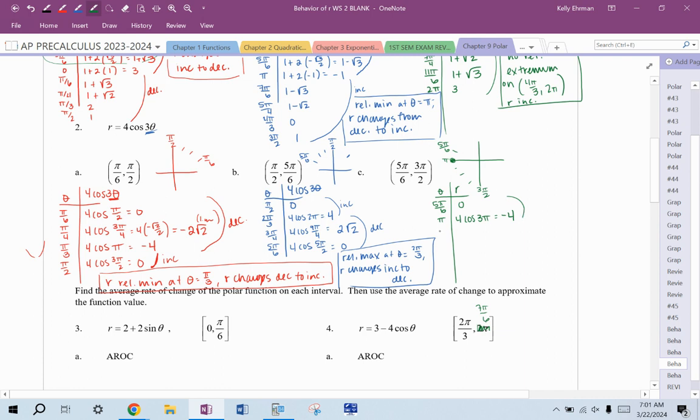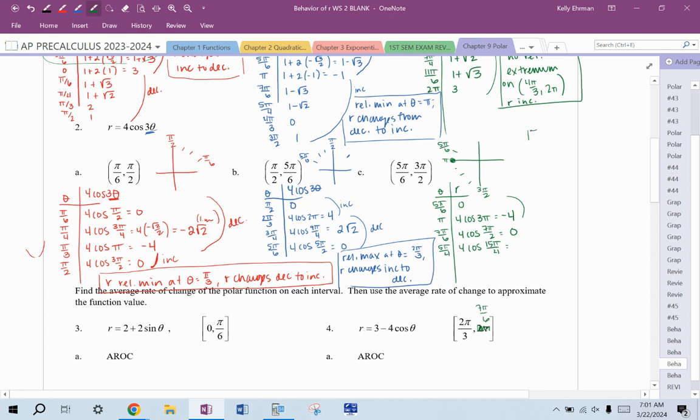And then we're going to say 7 pi over 6, which is 4 times the cosine of 3 times 7 pi over 6, so 7 pi over 2, which is back to 0. Every pi over 2 cosine is 0. And then 5 pi over 4. So that's 4 times the cosine of 15 pi over 4. So let's see, what is that? That's 3 and 3/4. So that's kind of confusing.